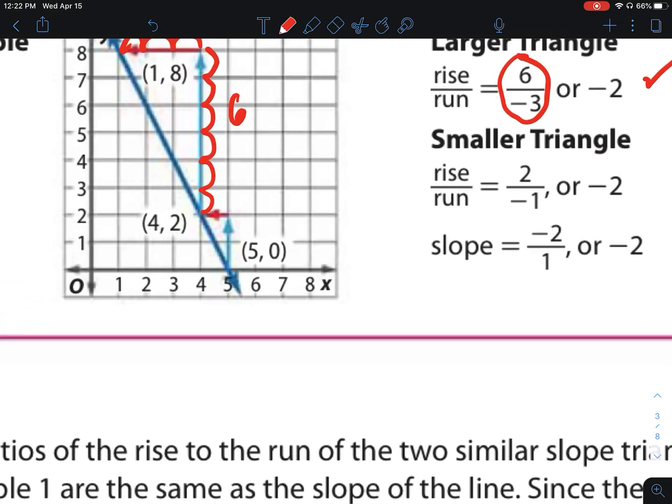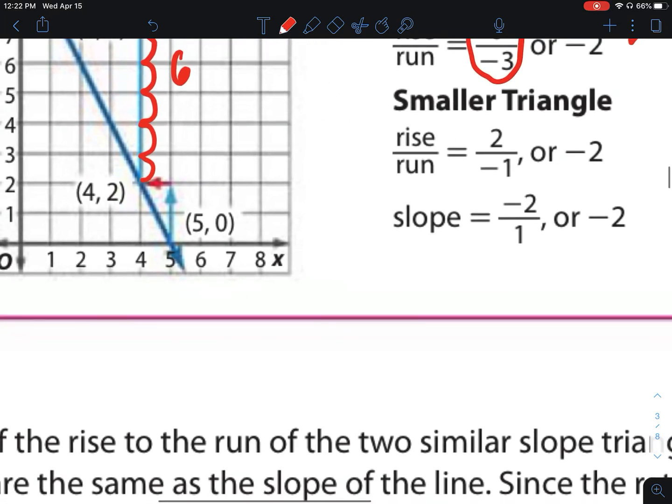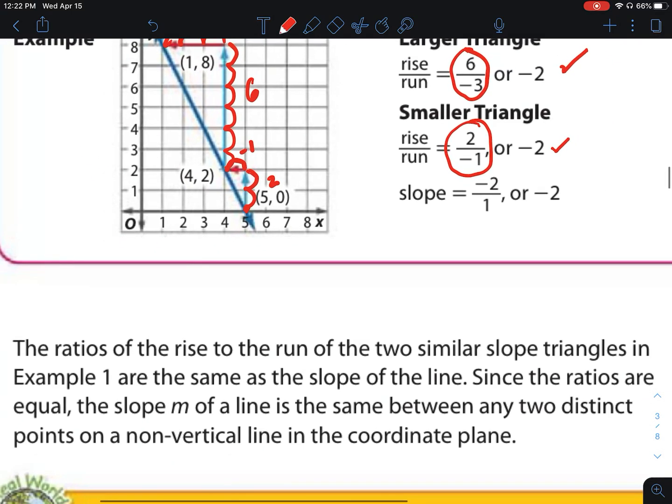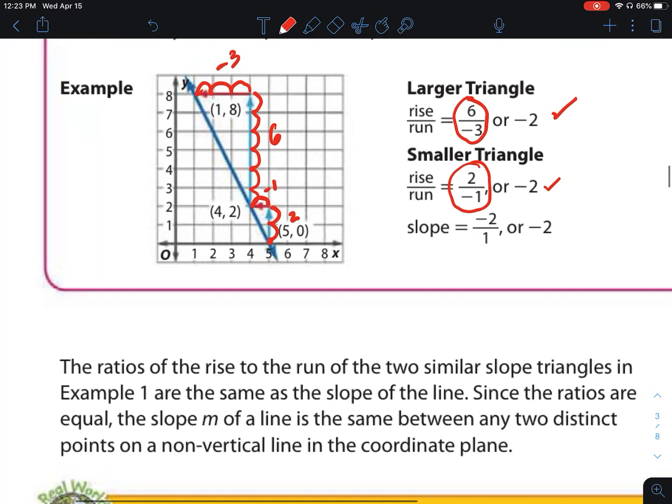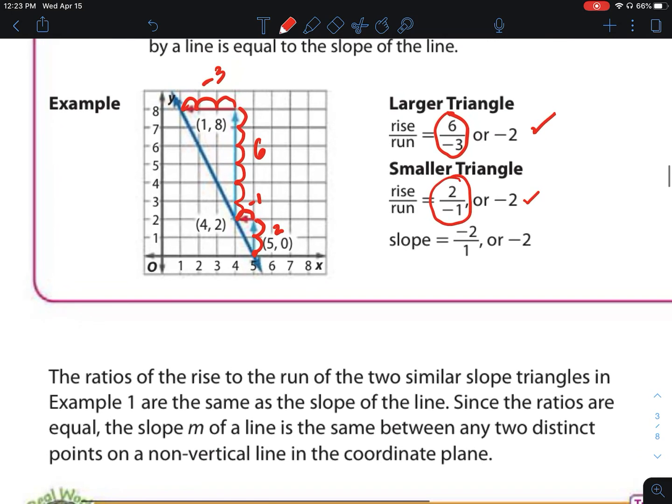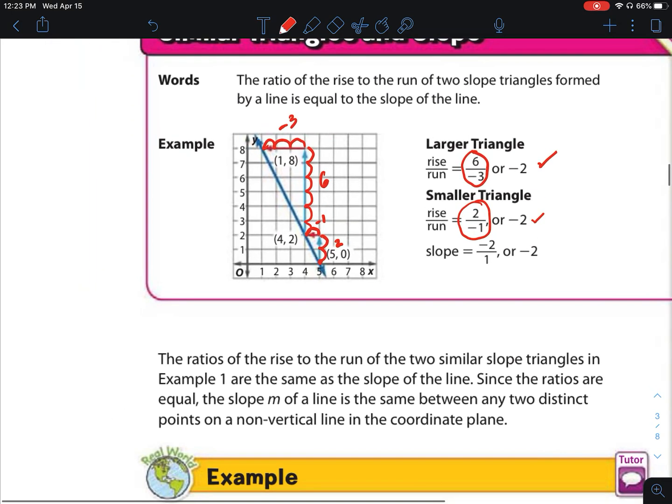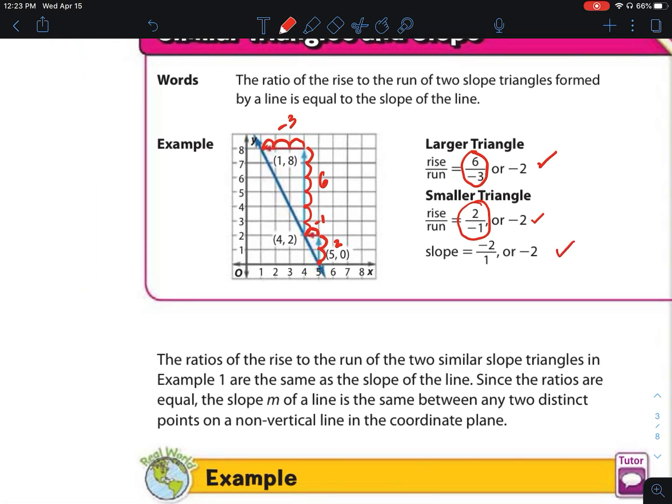Okay? Now the rise over run for the smaller triangle, start from this point. Since you're going up, it's +2. And since you're also going to the left, it's -1. So the rise is 2, run is -1, or 2/-1 is -2. So the slope for this particular line using similar triangles is -2.